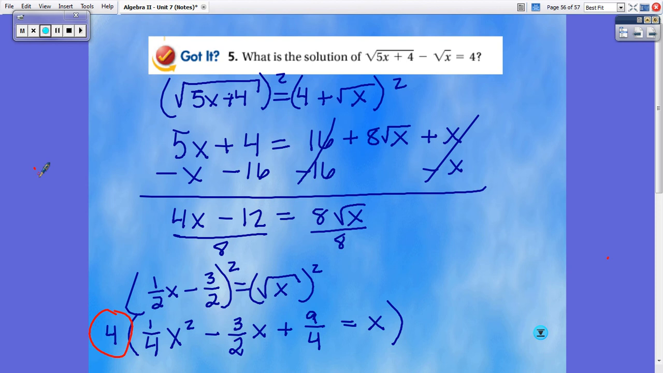And that's the end of this section, and that's also the last section in this unit. We'll do a review, and then we'll be having a unit test coming up shortly.